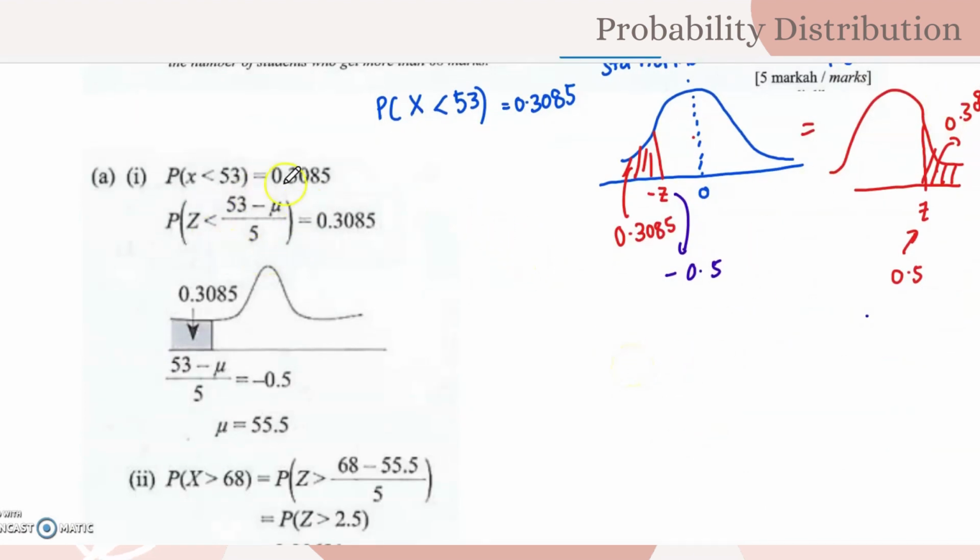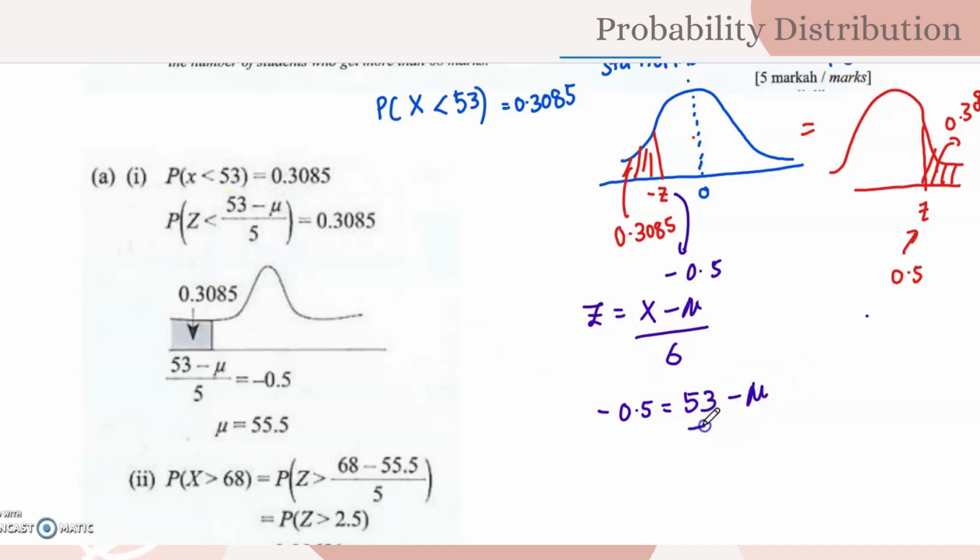We still remember the formula for z-score. The z-score formula is x minus the mean, divided by the standard deviation. So we have negative 0.5, and x, which is 53, given just now, and we minus the mean.